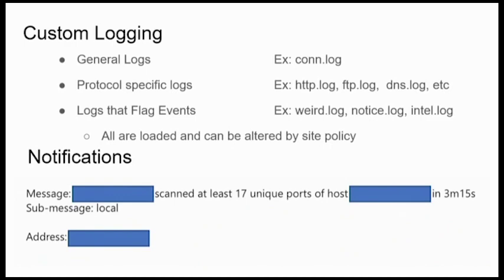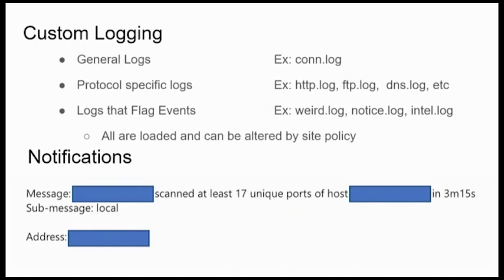Another log is notice.log. So this is basically where any events I've told it to flag get flagged. So my example of SSH brute forcing, that would go into notice.log. And then anything in this log you can create an alert upon. So for example, all of the SSH brute forcing attempts are logged into notice.log, but only the ones that are successful result in a notification being sent.